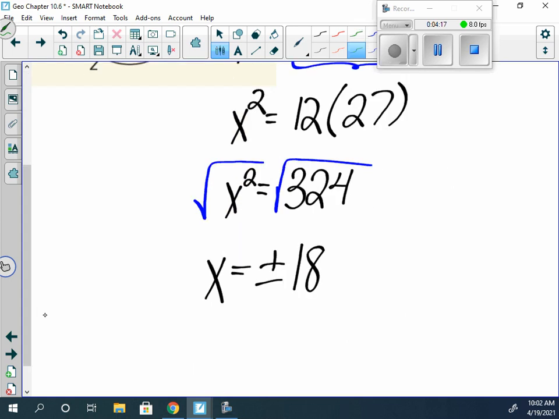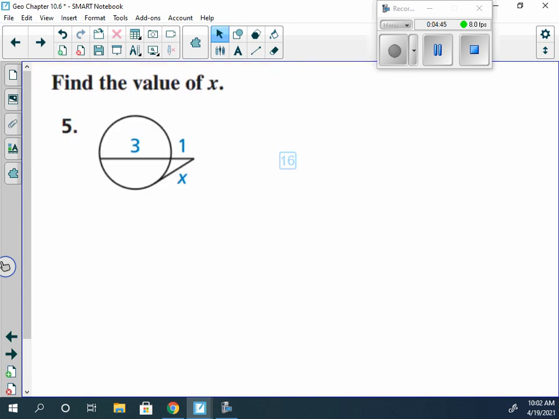So we don't really say plus or minus 18. We just say that it is 18, because we're talking about a distance, not just a numerical number. If we're just talking about the square, what value of x makes x squared equal 324, then it would be positive or negative 18. But because we're talking about an actual distance, it's just going to be positive. Questions on this here? Okay. Let's look at the next one here.